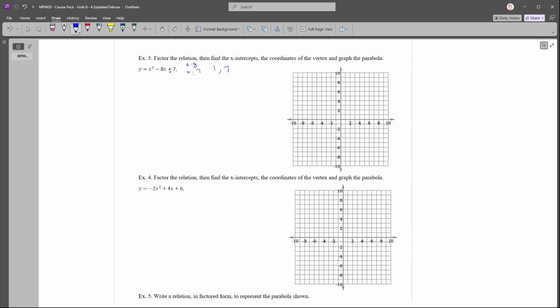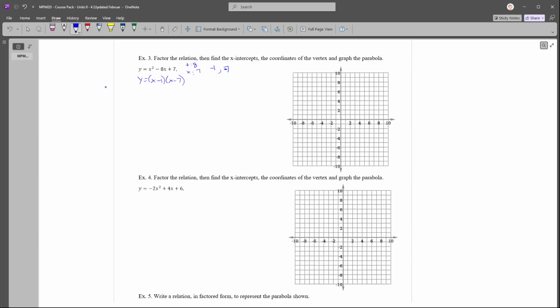So what should the signs be? Well, I have a positive here, so that tells me that the signs are going to be the same. I have a negative here, that tells me that they're both going to be negative. Boom, negative 1 and negative 7. Okay, now we just got to fill it out. y is equal to x minus 1 and x minus 7. So we have it in factored form now.